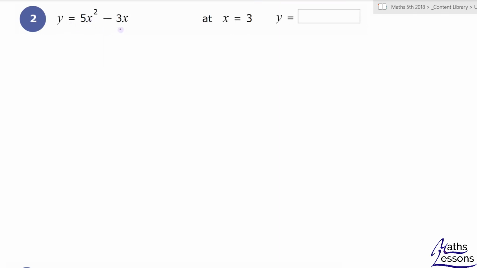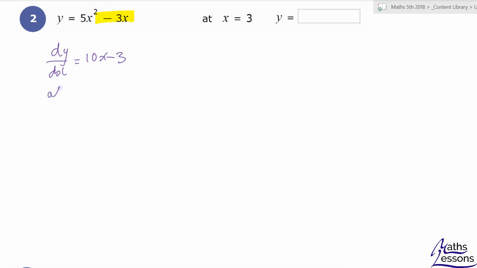So we're doing y equals 5x squared minus 3x at x equals 3. Let's differentiate this. We get dy by dx is equal to 2 times 5 is 10, take 1 off 2 just leaves me x. 3x differentiates to give me minus 3. You can just imagine the minus 3x: y equals minus 3x has a gradient of minus 3. So therefore, the gradient function is 10x minus 3.